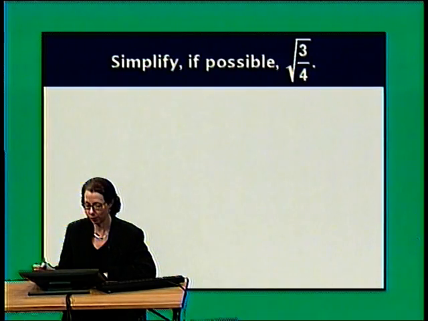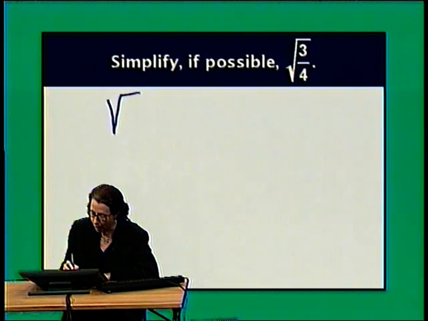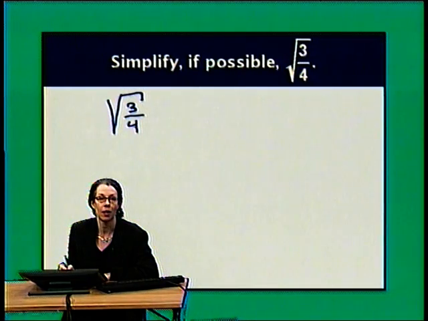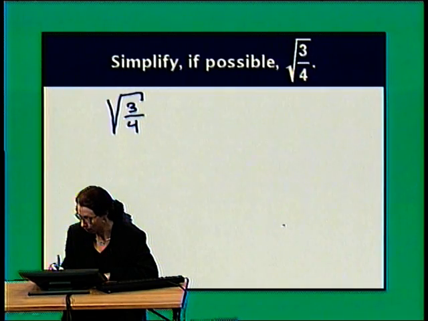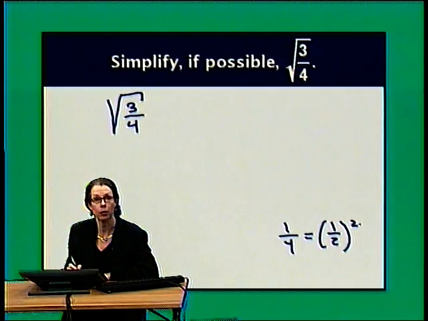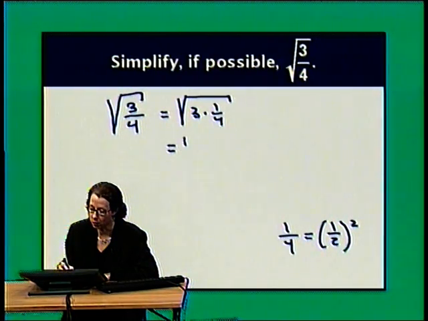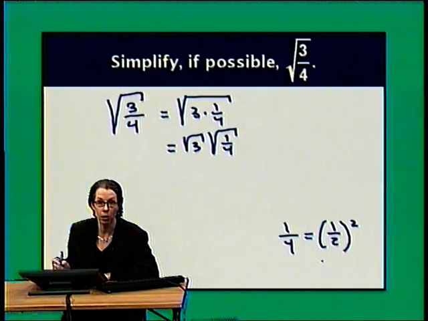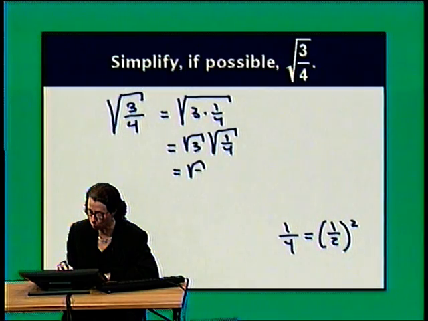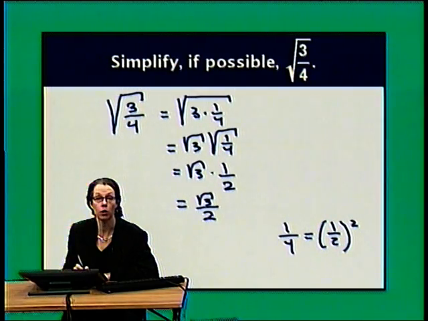Let's do this again. So now I have radical 3/4. Does 3/4 have a perfect square factor? Well, it does, 1/4. In fact, 1/4 is 1/2 squared. So I'm going to write the expression under the radical as 3 times 1/4. This is radical 3 times the square root of 1/4. From our observation, the square root of 1/4 is just 1/2. So this is radical 3 over 2.